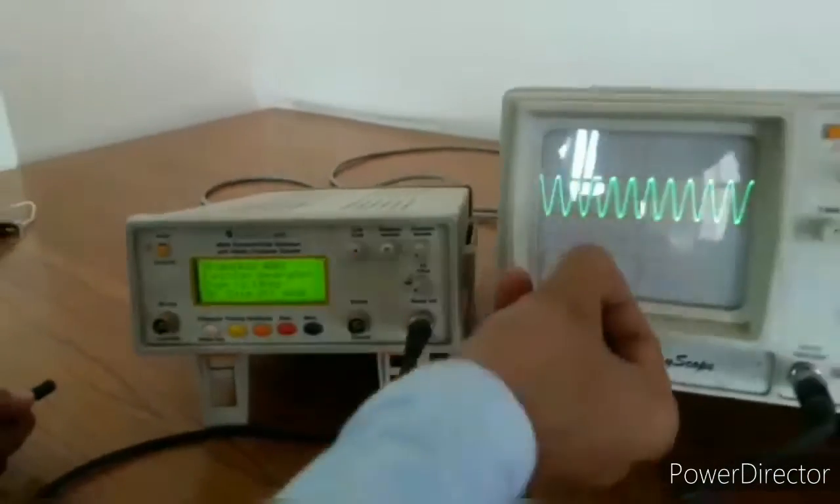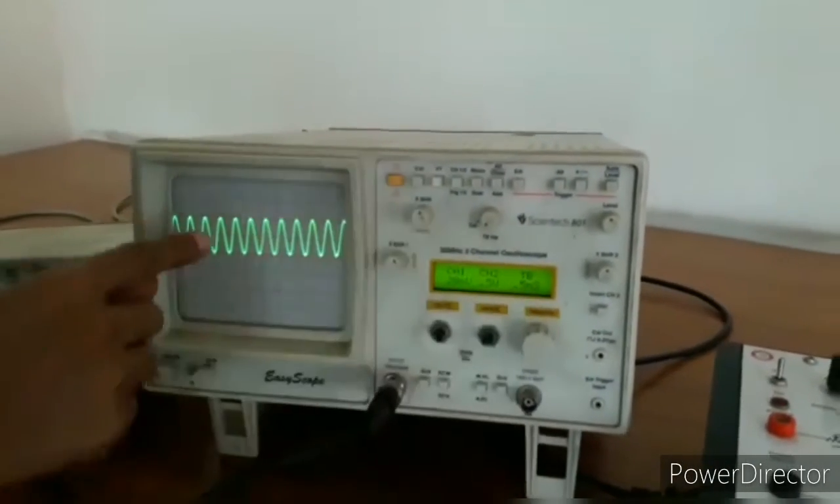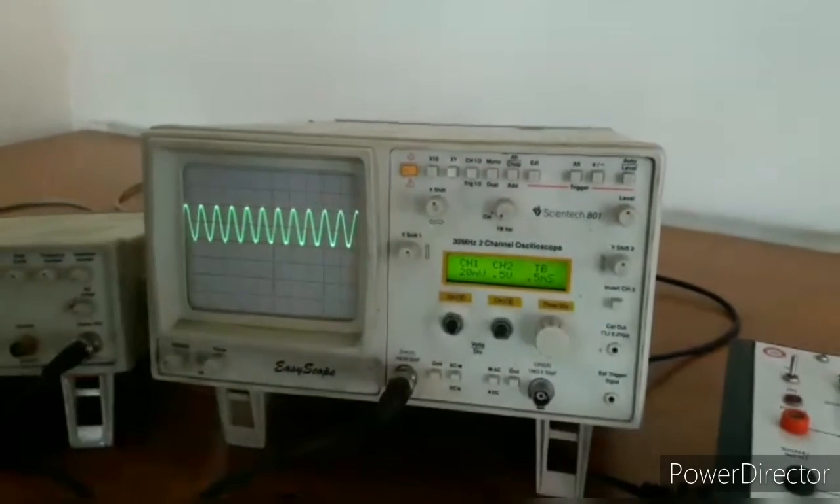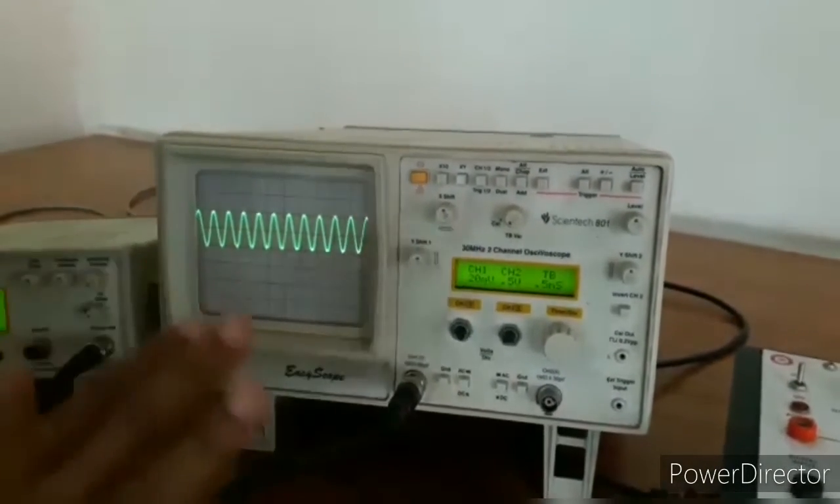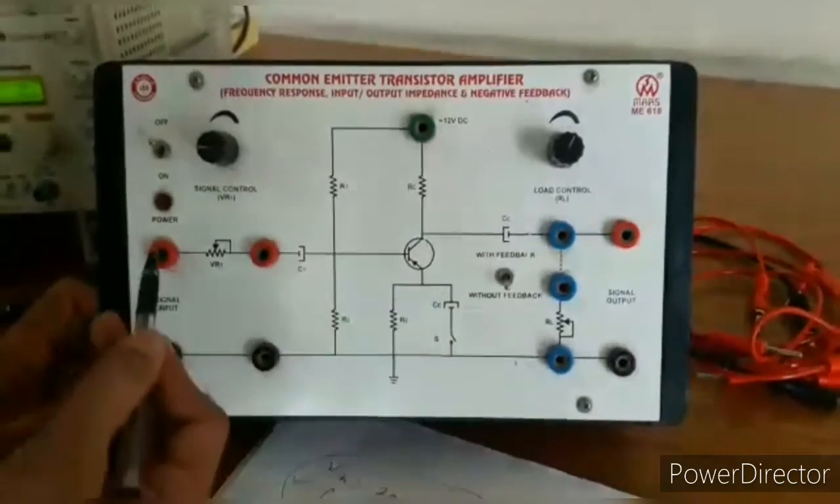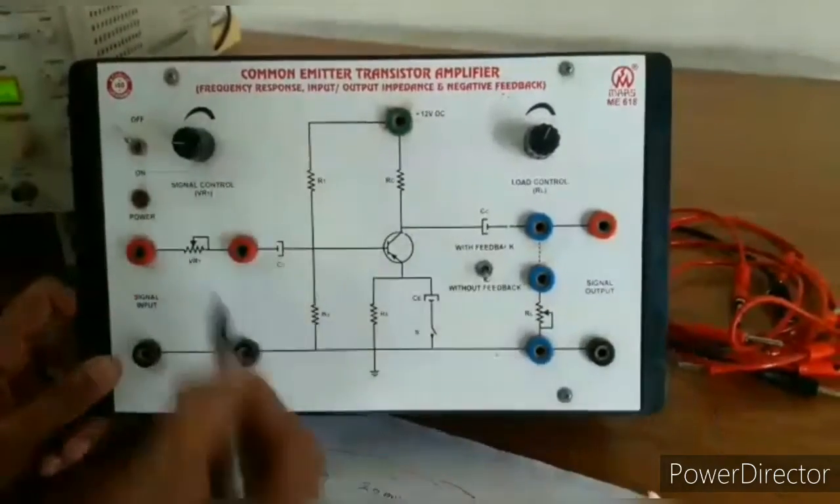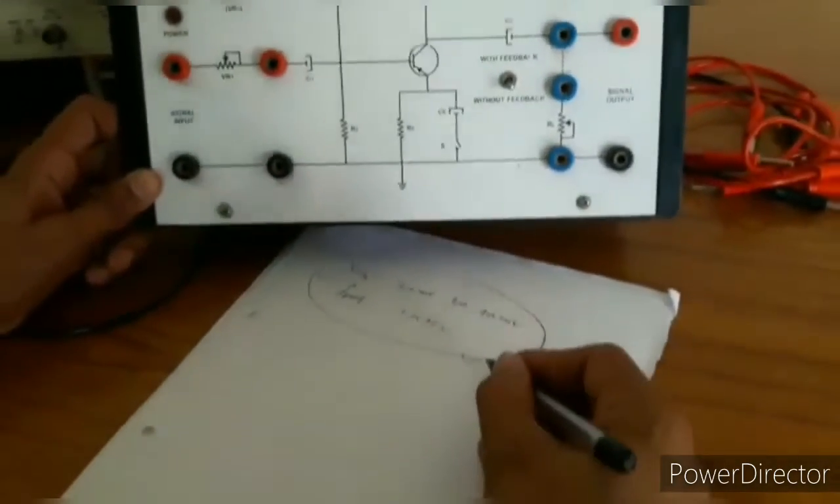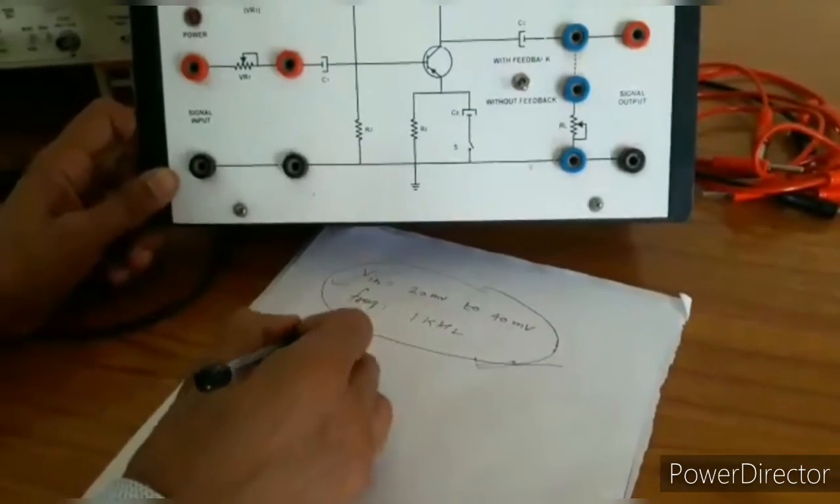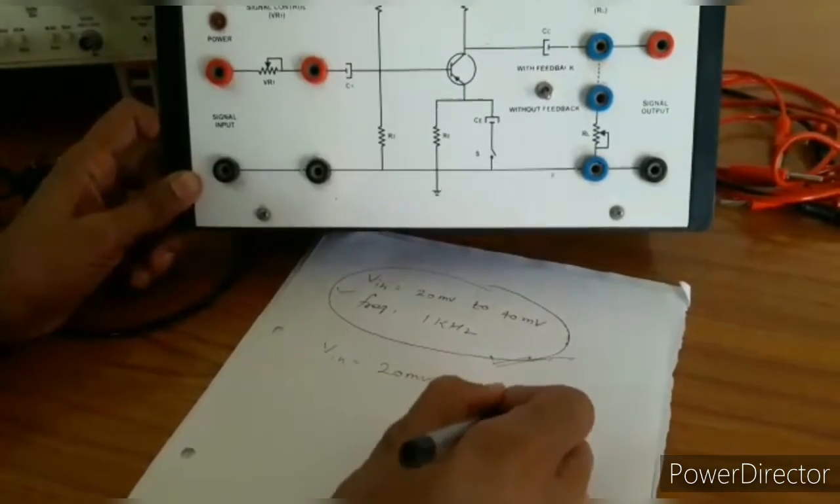This we can see on the CRO. Our input is 20 into 1, so this is 20 millivolt input voltage and its frequency is 1 kilohertz. This we have already set. Now this input will be applied to our experiment kit. This is our two-stage RC coupled amplifier. Here we will apply the input signal and from the output terminal we will get its output. It will amplify this input signal of 20 millivolt to 40 millivolt.